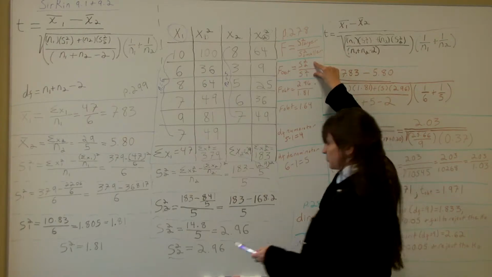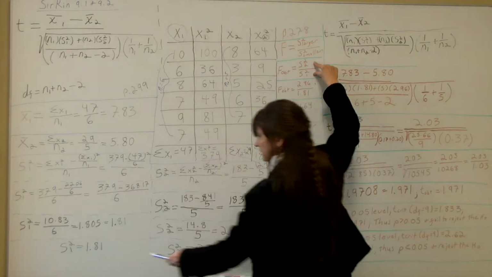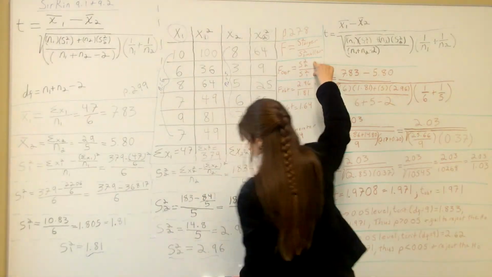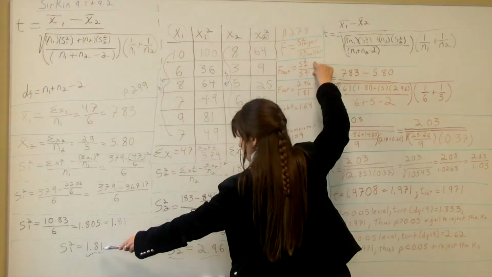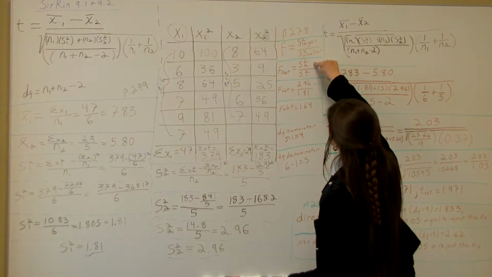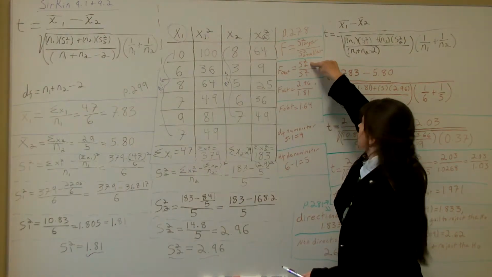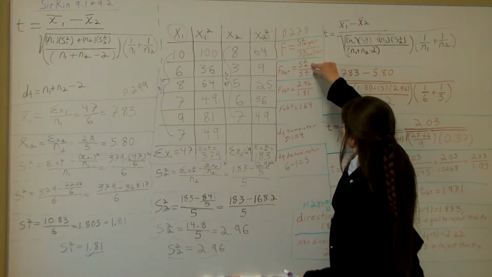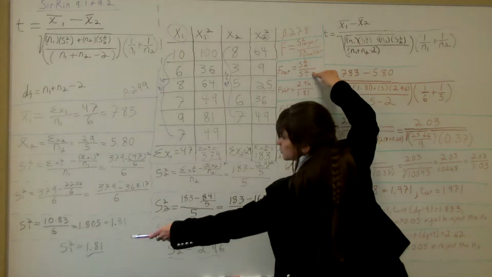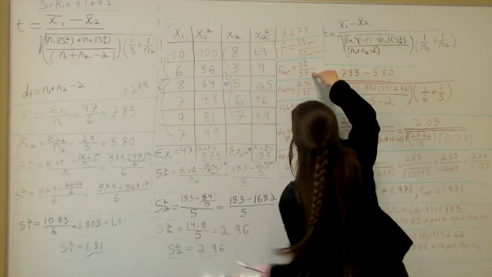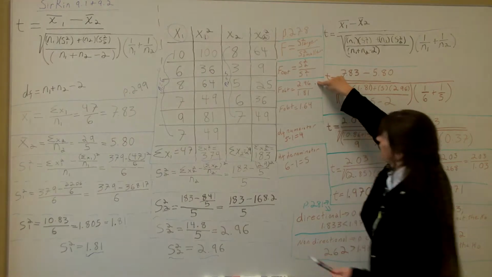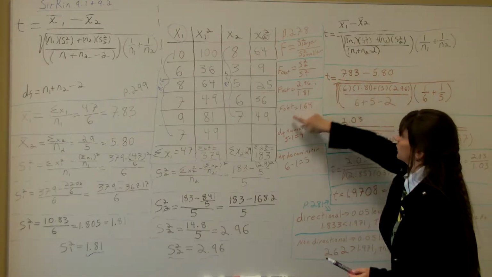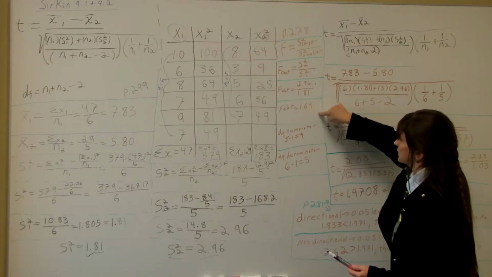So, which number is bigger? 2.96, 1.81. Ooh, 2.96 is larger than 1.81. So 2.96 goes on the top. That's what this little piece here says. That's the larger of the two, and the smaller one is the pooled variance of the first sample. So it's 2.96 divided by 1.81. So your F obtained equals 1.64.